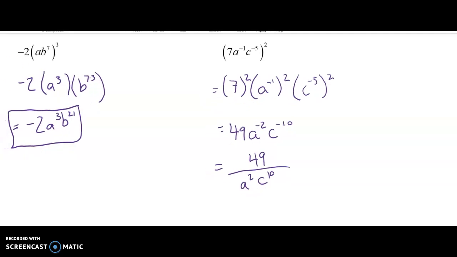Notice that for negative 2 times a b to the 7th raised to the 3rd, the first on the left, for this problem, the negative 2 is not in the parentheses. So the exponent 3 is not applied to that negative 2. The exponent belongs only to what is right next to it. And what is right next to it is whatever is in the parentheses. Just some observations to help you.